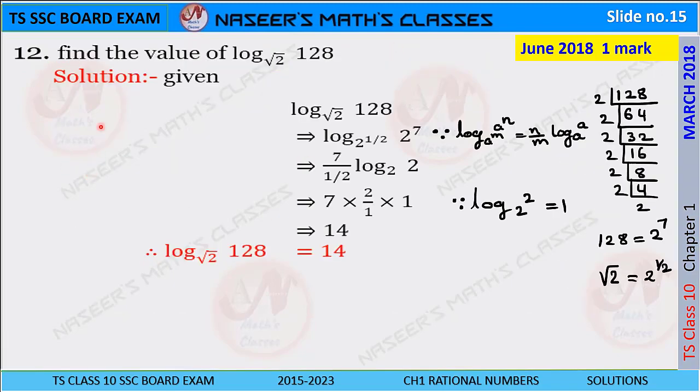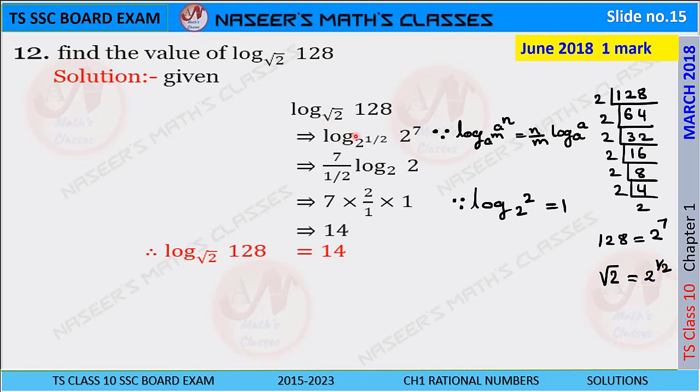We are going to solve the 12th problem. Find the value of log 128 base root 2. It is given for 1 mark, June 2018. To find its value, we have to first factorize 128. After factorizing 128, we get 2 power 7. Then we replace 128 with 2 power 7. Root 2 is written as 2 power 1 by 2.